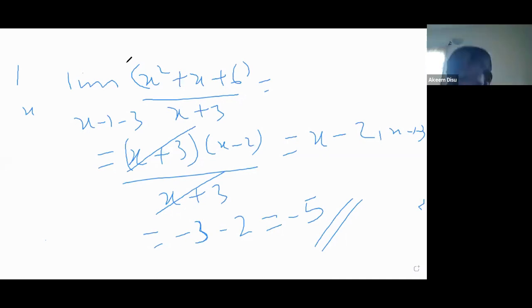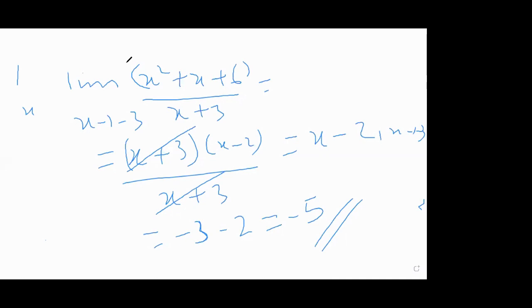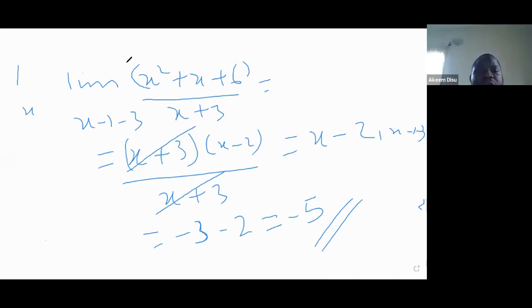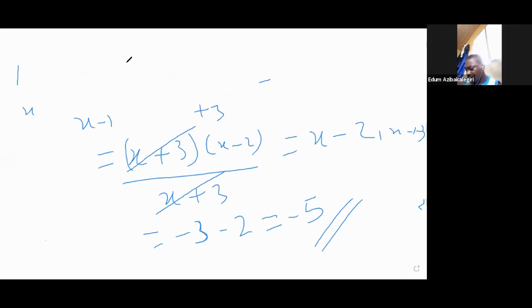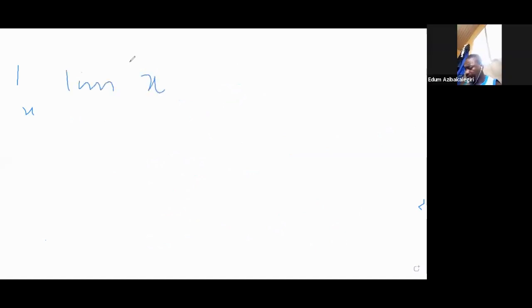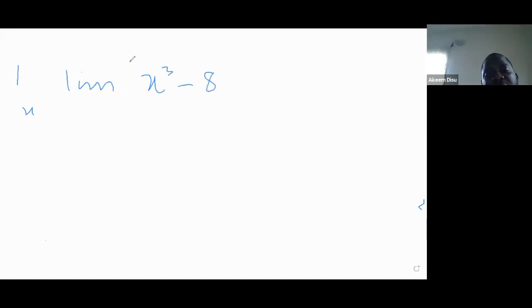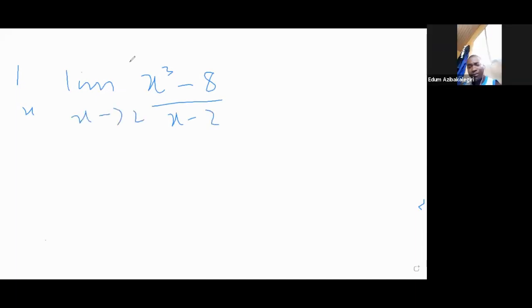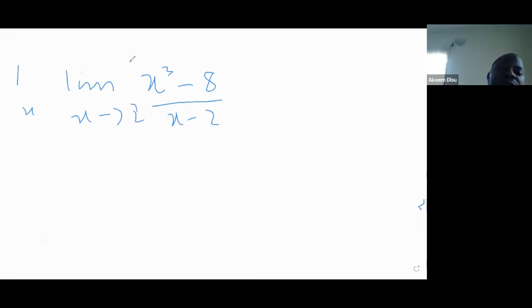This one will now lead up to the problem that we want to consider. The problem we want to consider is the limit of x cubed minus 8 all over x minus 2 as x tends to 2. Is that what we said we want to consider together?